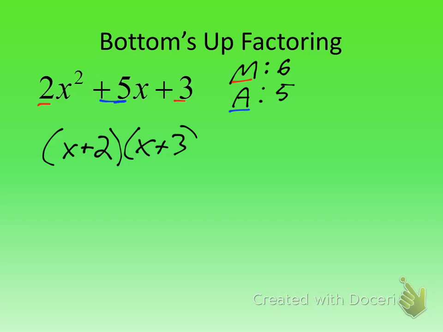X plus 3. Okay. And obviously this doesn't FOIL back to what we originally had, right? See that? X times x is just x squared, not 2x squared. So this is where the bottoms up comes into play, because we have to finagle this in such a way to make it FOIL back into this. Okay? And here's how we make this work.